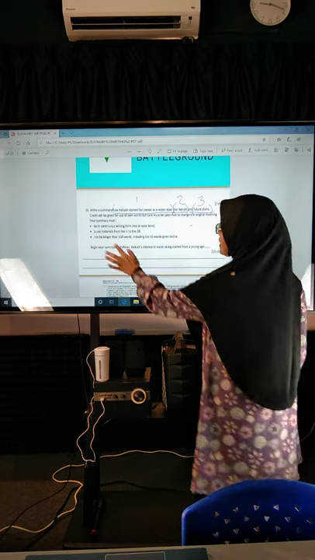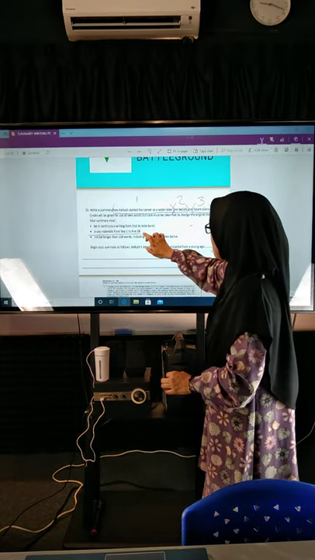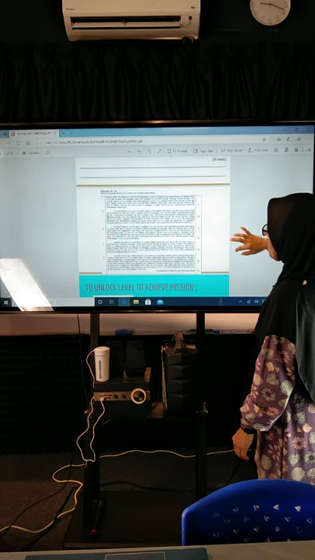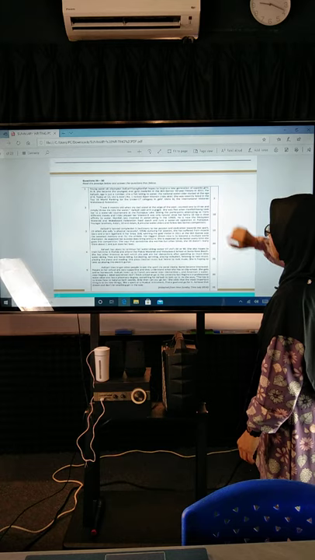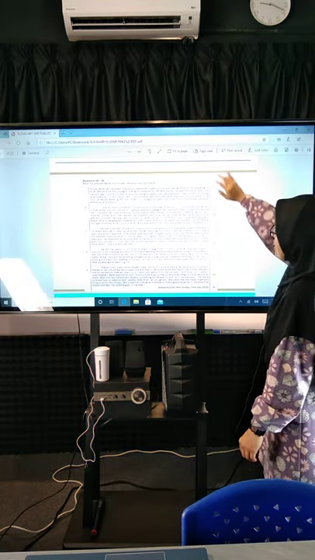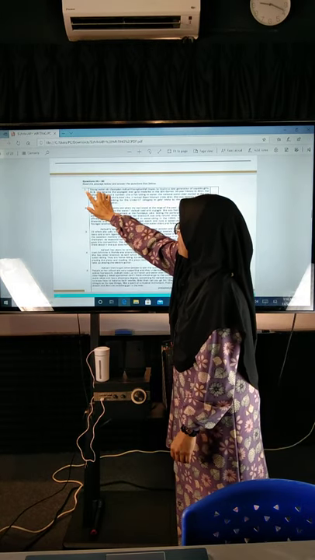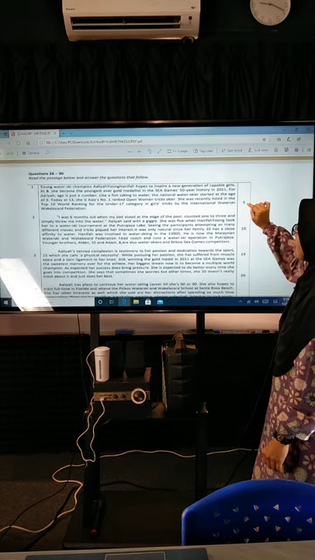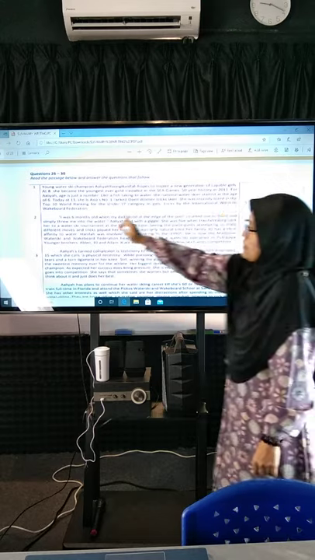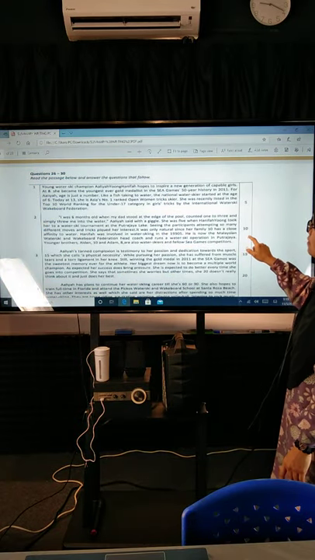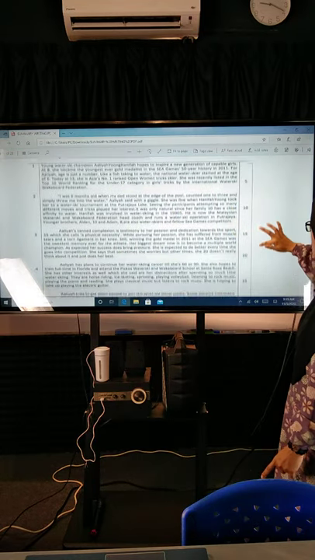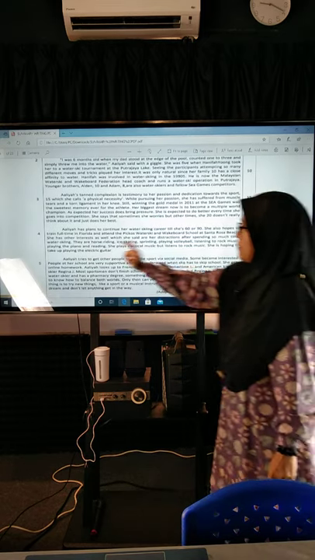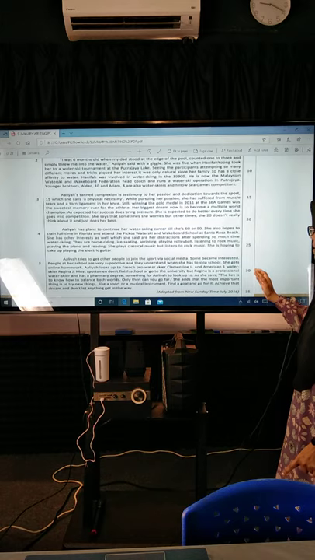You have to remember to use materials from line 1 to 28. So where are line 1 and line 28? Look at the article, the battlefield. Number 1 here means the first paragraph. This is line 5. Paragraph 2, line 10 is here. Paragraph 3, line 15 is here. Paragraph 4, line 25.